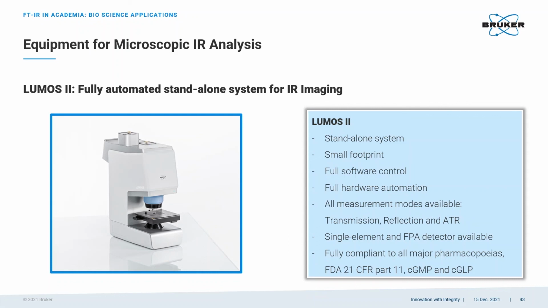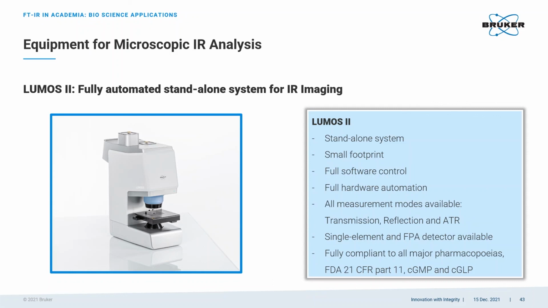Lumos II is fully automated and controllable via our software. This includes, for example, the sampling stage or even the condenser. As you can see, there is no single button located on the device needed for operation or configuration. Lumos has transmission, reflection, and ATR measurement methods ready for you. Regarding detectors, you can choose between a single element detector or a focal plane array detector to capture larger parts of your sample in a single measurement in a shorter time. Furthermore, Lumos is ready to be operated in a validated environment and, just like ConfortCheck, compliant to all major regulations.